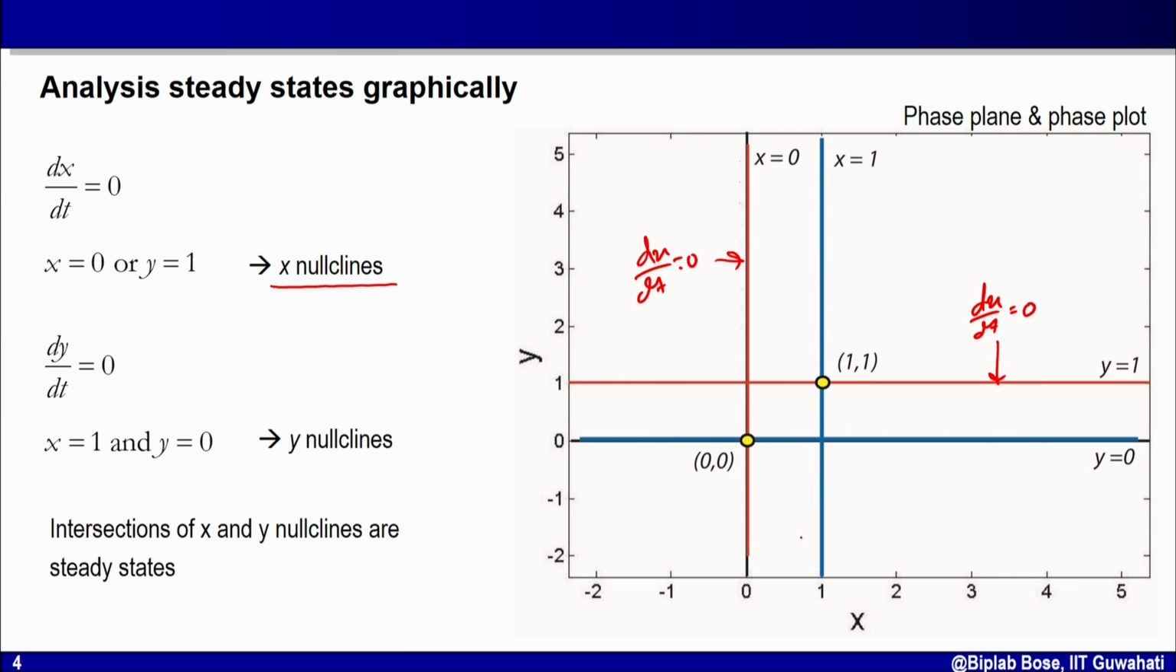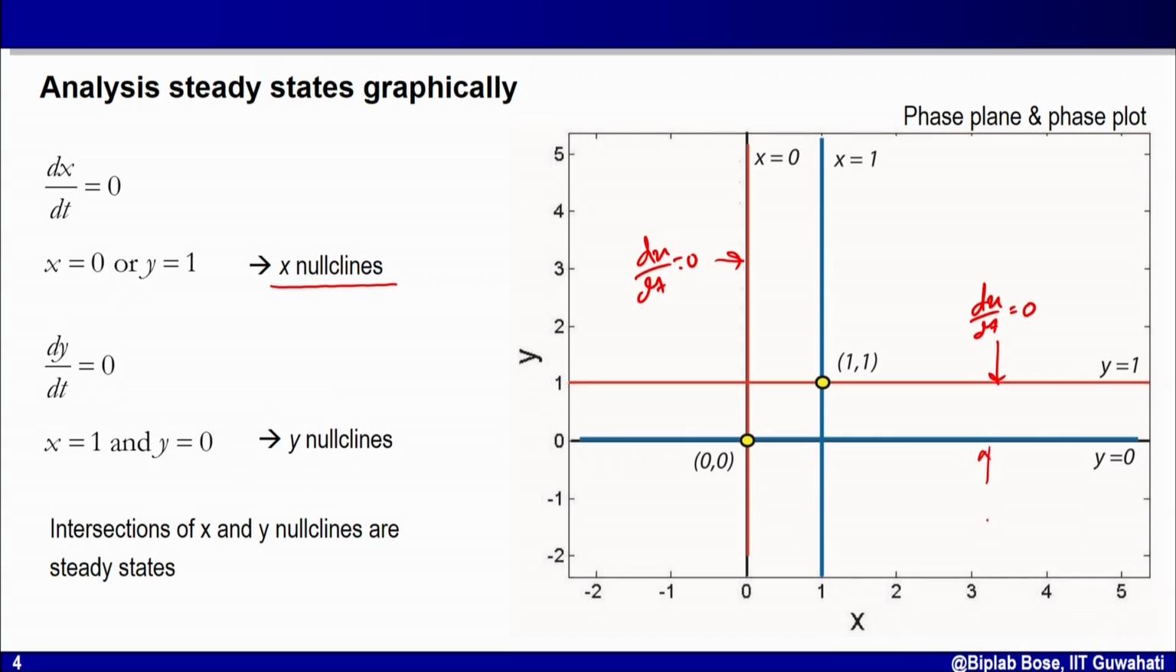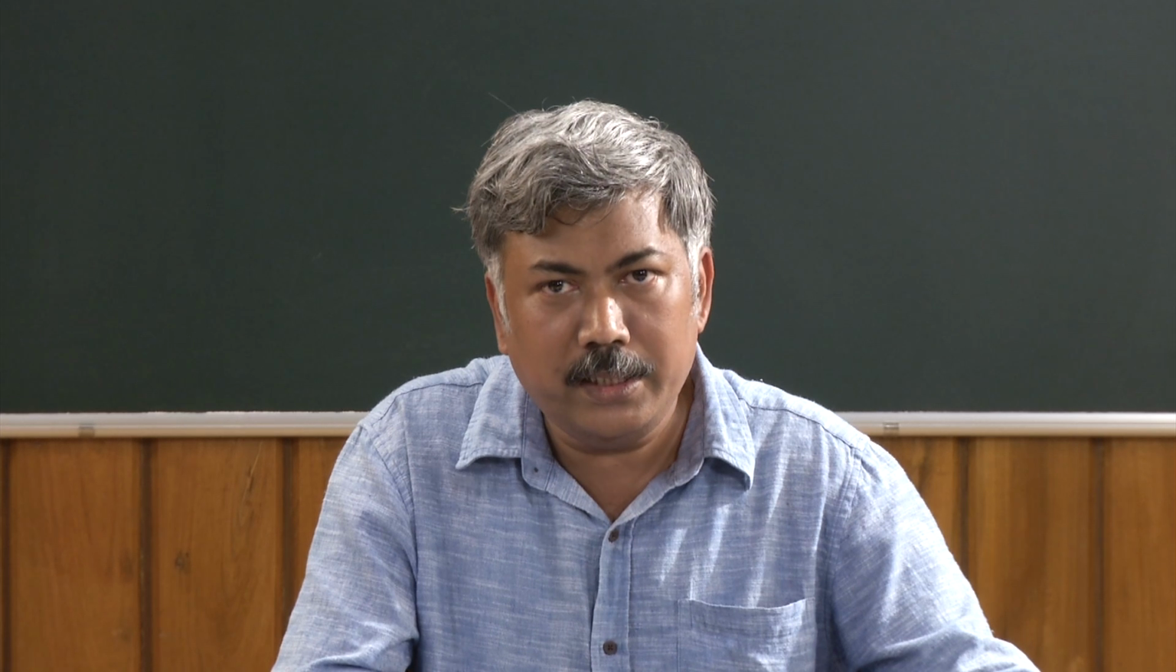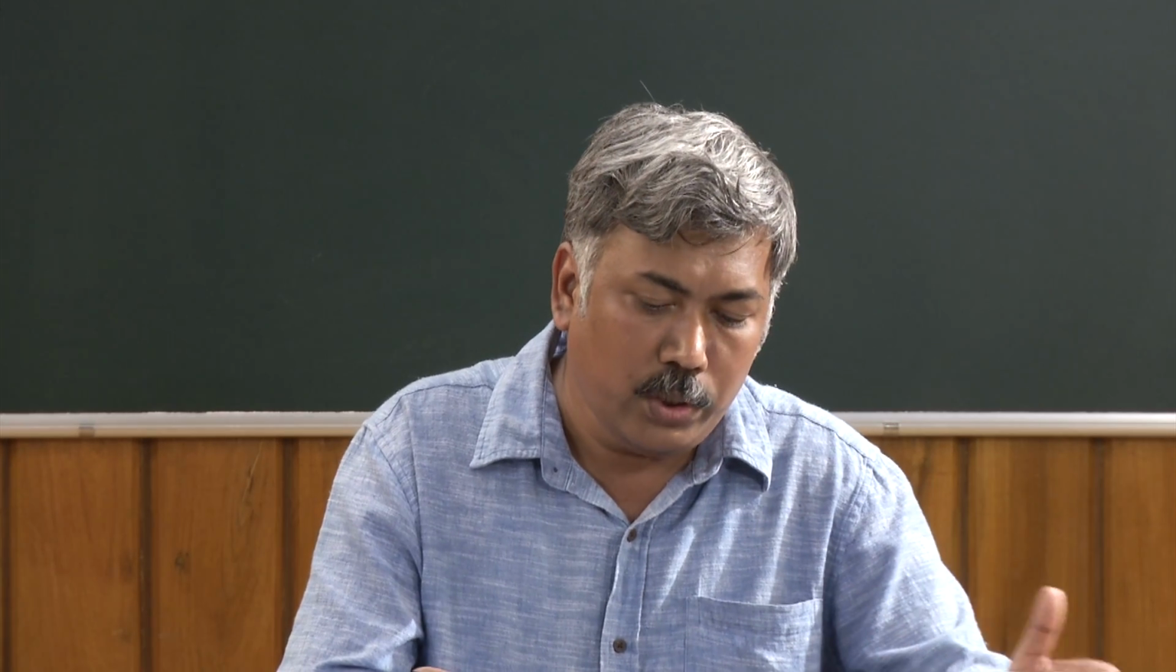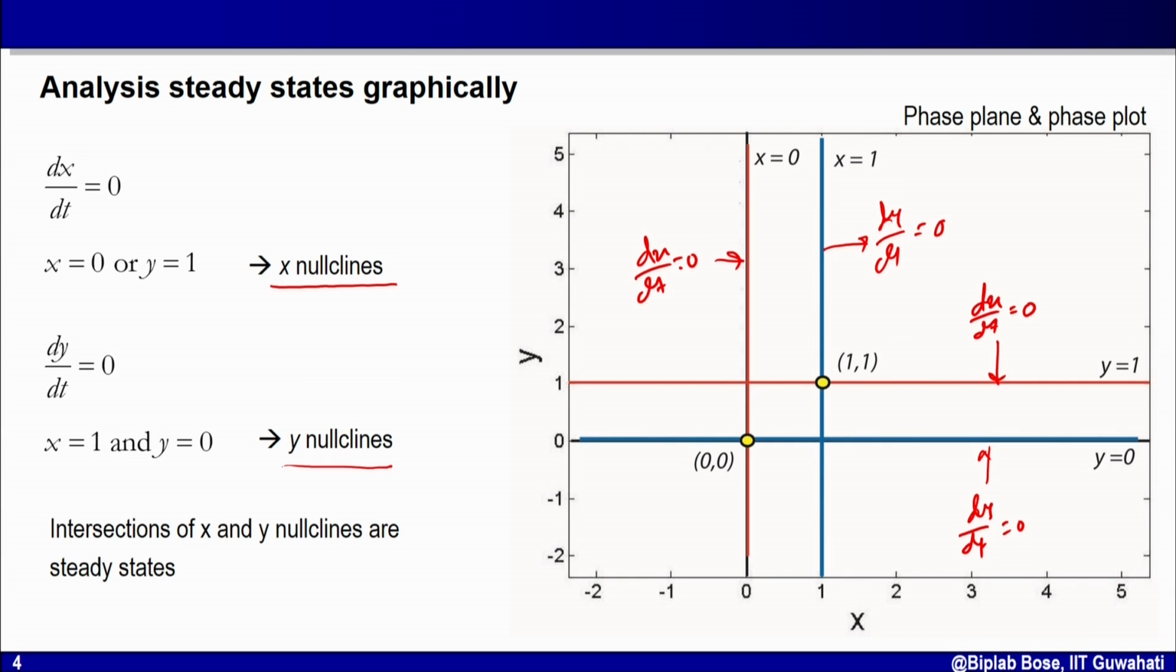Whereas for the blue lines, we have got this blue line using dy/dt equal to 0. That means y is not changing with time. So for this blue line, dy/dt is equal to 0, and for this blue line also, dy/dt is equal to 0. So I have two y null lines. Again, these are null clines because null means none, not, and clines means the slope. So obviously it is called y null line because the slope of y with respect to time is 0 along these lines.